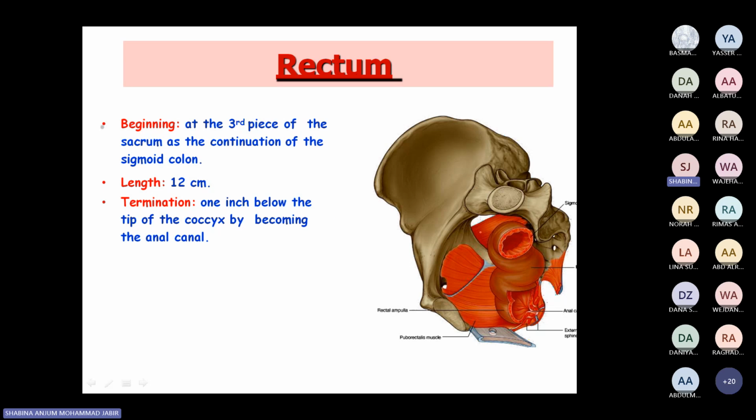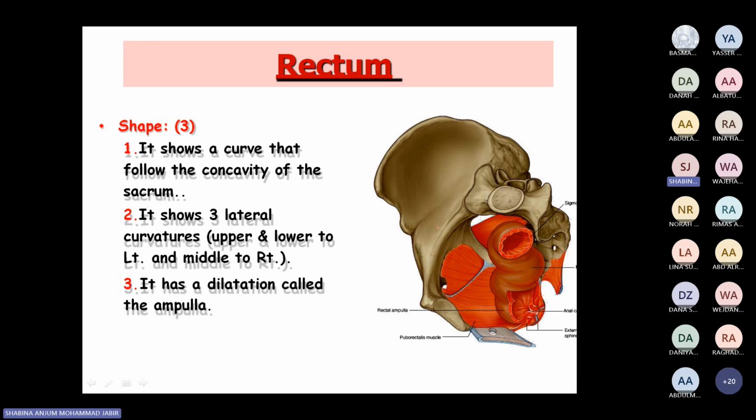The next organ we have is the rectum. It will start from S3, as the continuation of the sigmoid colon. And where will it finish? One inch below the tip of the coccyx, it will become the anal canal. Anatomically, it is not straight. It has three lateral curves like this, and it has a dilatation, which is called the rectal ampulla, and these are the lateral curves.